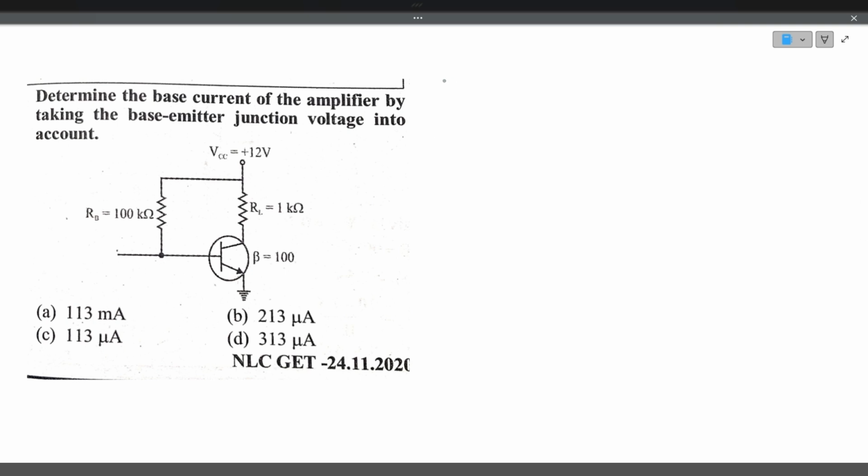We'll see the next question. Determine the base current of the amplifier by taking the base emitter junction voltage into account. So if you see this question, he's asking us to find out the base current. To find out the base current, just apply the Kirchhoff voltage law, KVL, in the input loop. That is like this. Apply the KVL in the input loop to find out the base current.